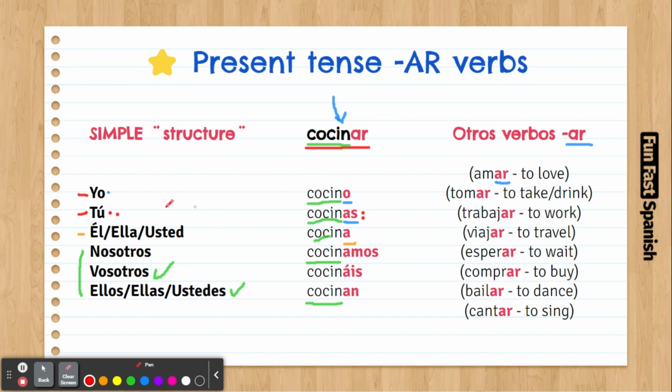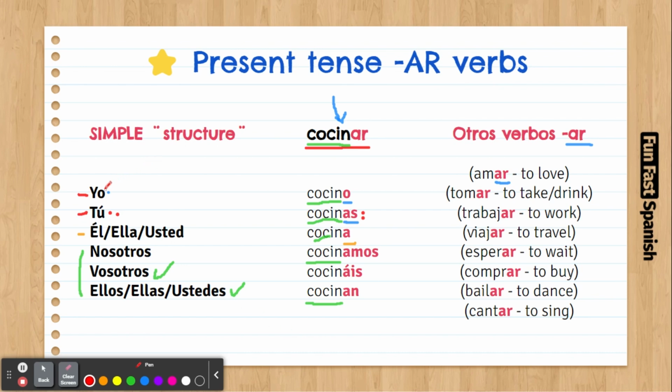You're gonna use this one here. Tú bailas tango. And how do you say no, I don't dance tango? Simple. You're gonna put the no right after the personal pronoun.